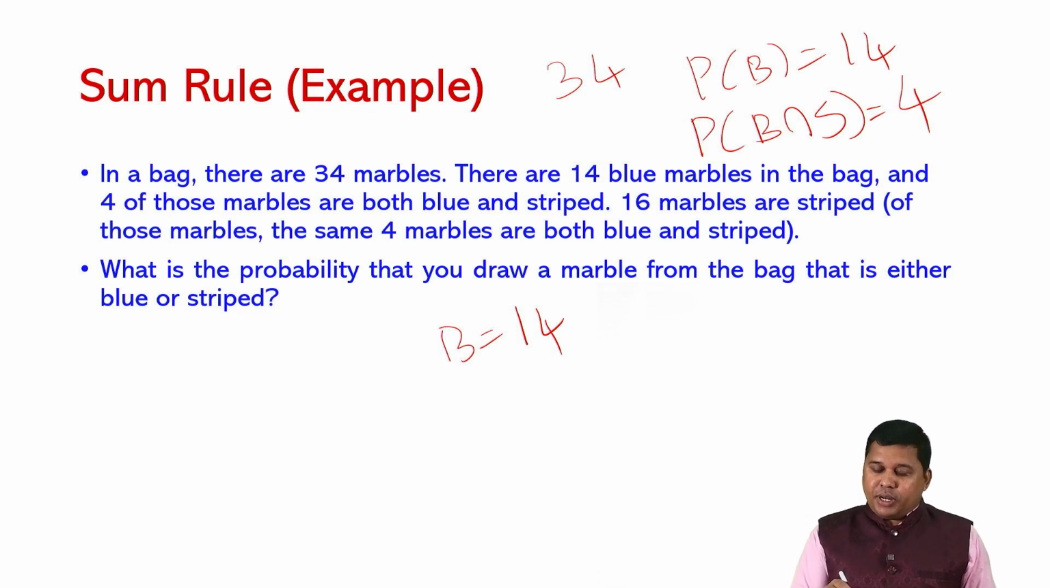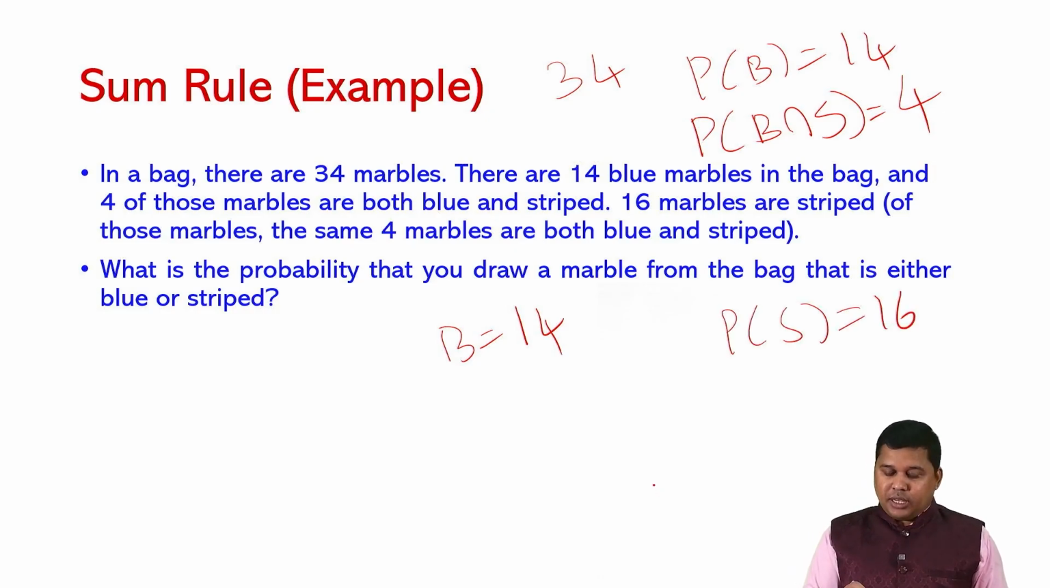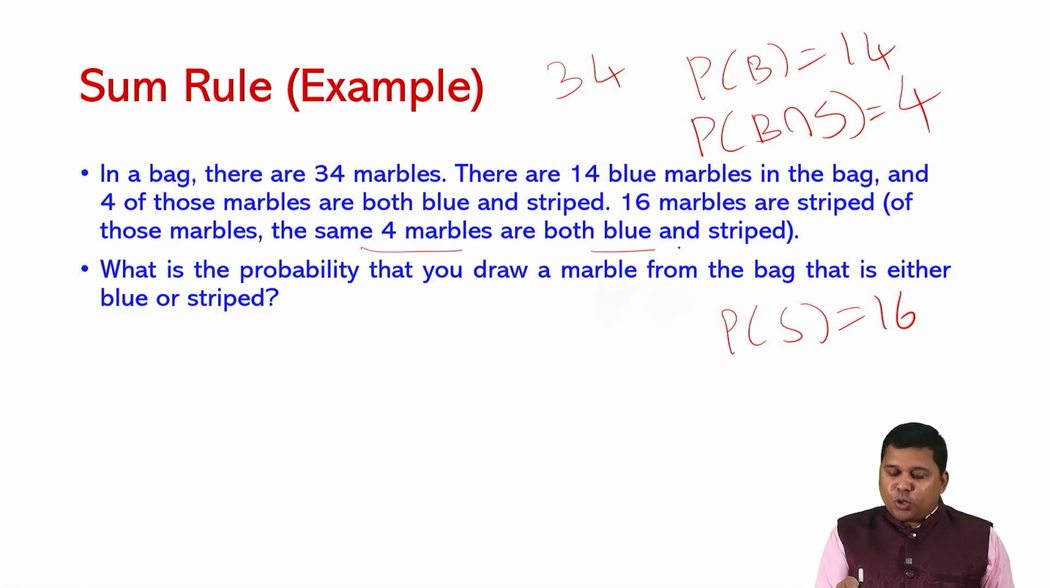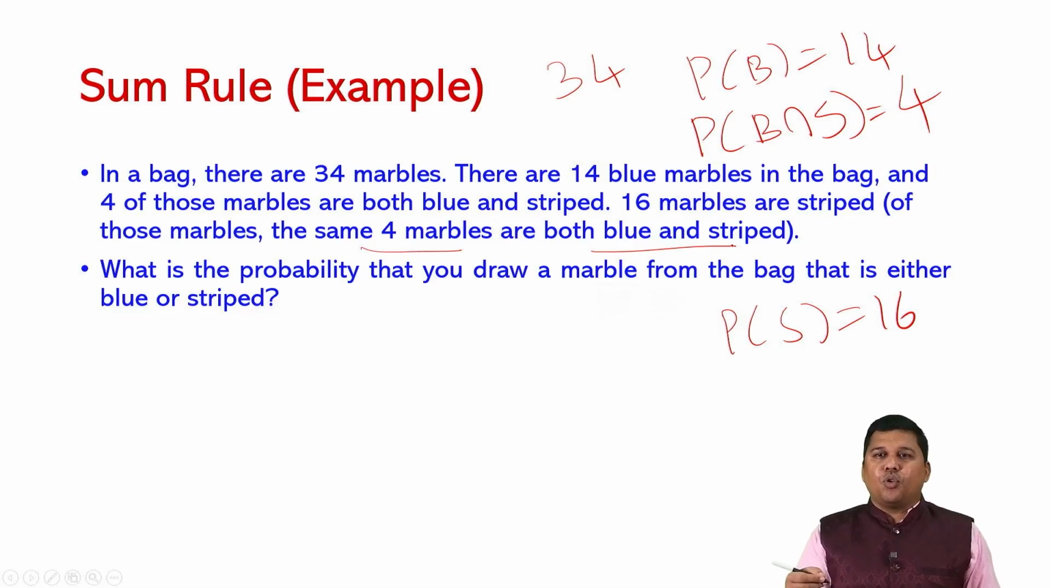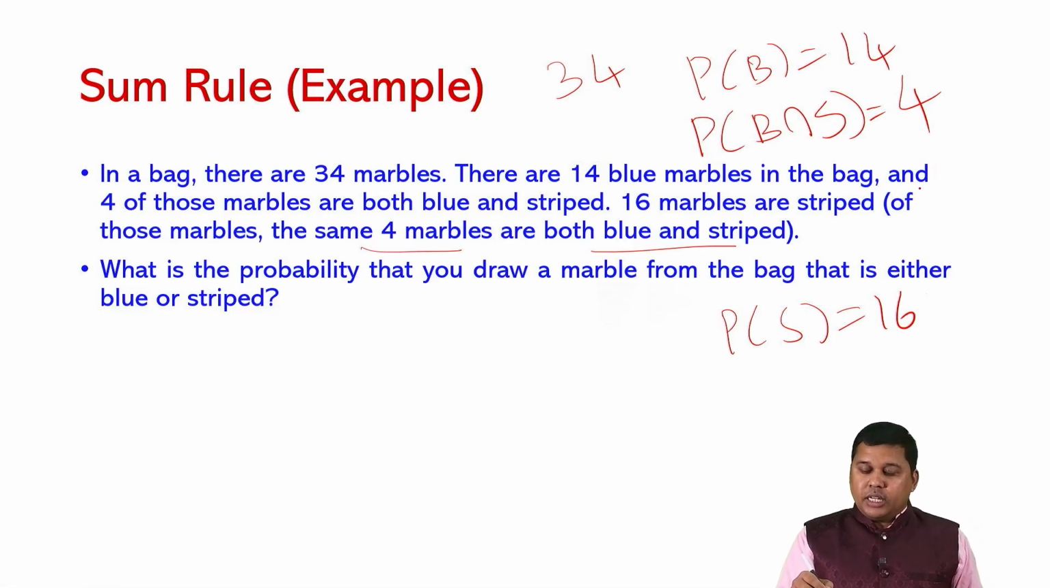16 marbles are striped. So, P of S is nothing but 16, which is given to us, right. Now, 16 marbles are striped. Of those marbles, the same 4 marbles are both blue and striped. Again in 16, there are 4 which are common to both. It means B intersection S is 4.